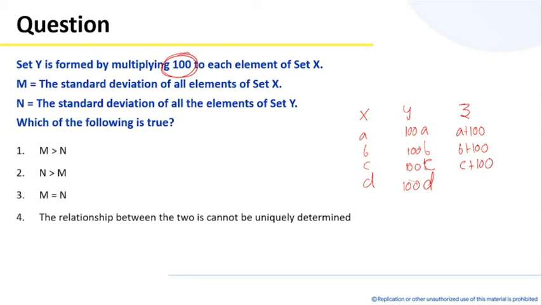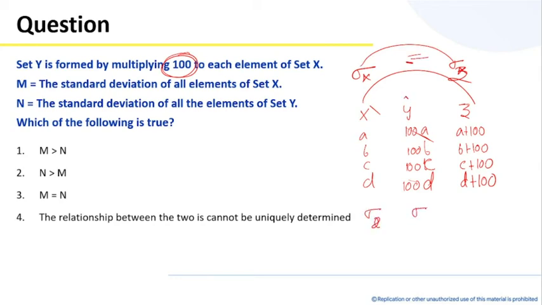Look very carefully. Are we adding the constant? Are we multiplying the constant? Set y is multiplied, not added. Let's say I give a set z formed by adding, then it is a plus 100, b plus 100, c plus 100. Honestly, the standard deviation here and here are absolutely the same: sigma x and sigma z are equal. But as far as y is concerned, sigma y is definitely 100 times sigma x. If m is the standard deviation of x and n is that of y, then n is definitely greater than m. Yes, all of you are absolutely right.